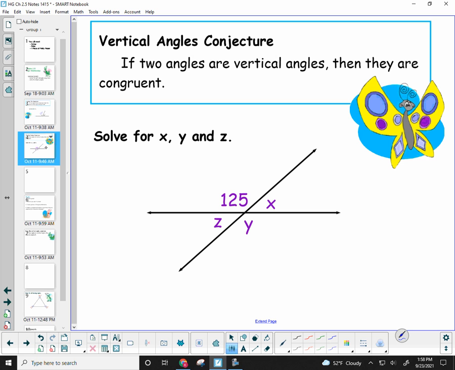All right, so what other value has to be 125? Y does. Good, and then I can solve for x or z by using linear pairs, right? So what's the value of both x and z? 55. Questions on how to get either one of those or any of those measurements? Yes, 180 minus 125. Yep. I'm just asking if everybody's okay with that.